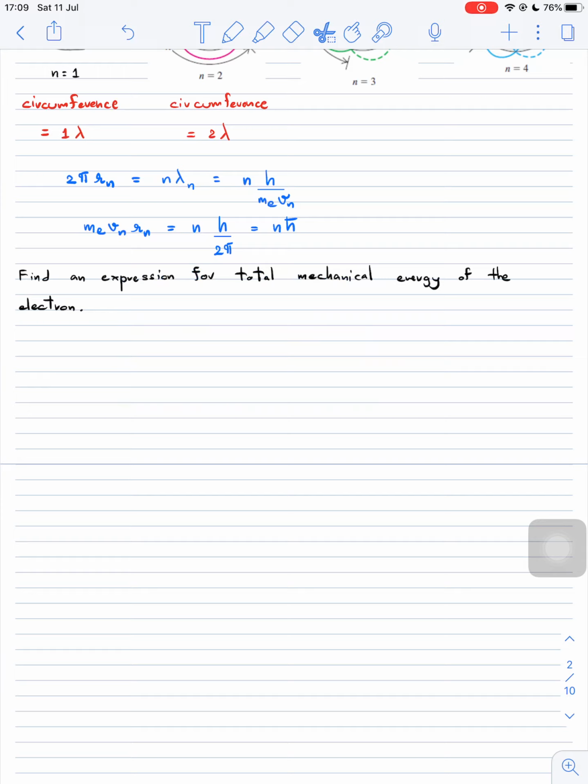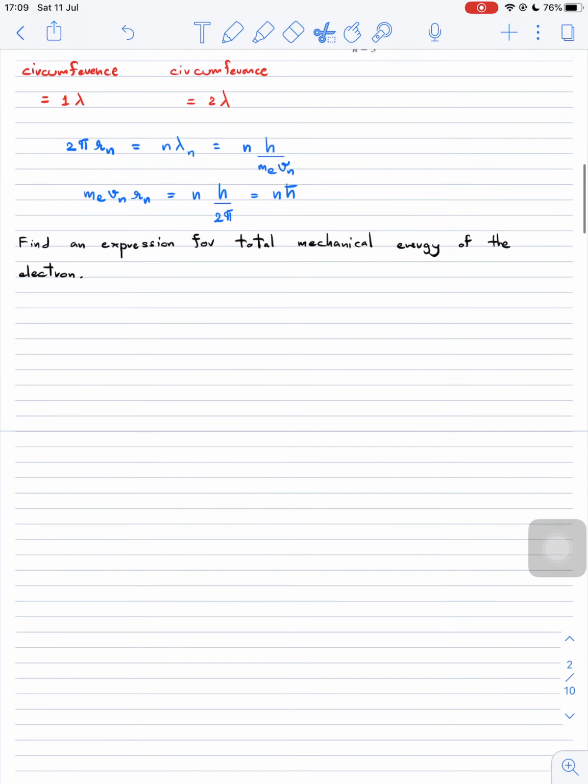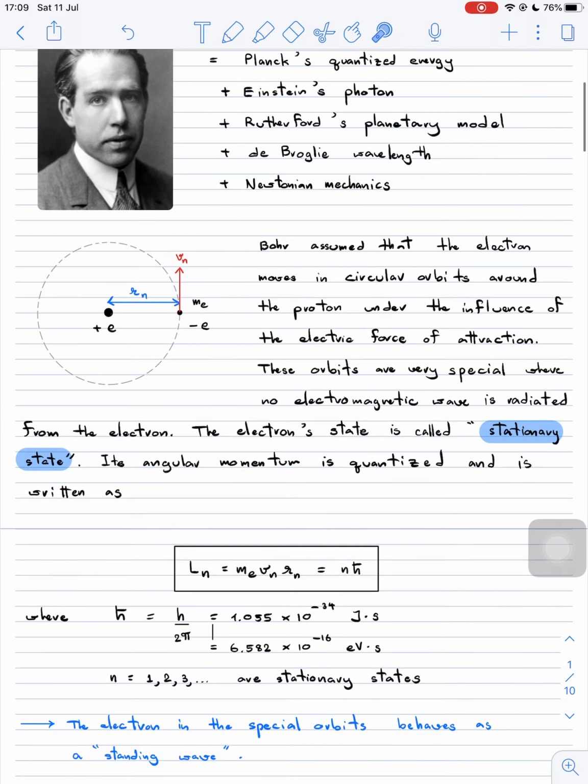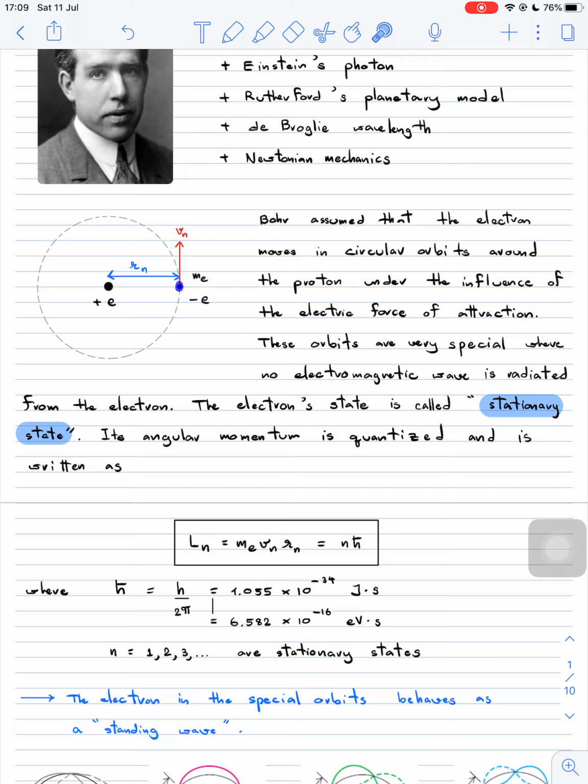But then to find the kinetic energy and the potential energy, we need the speed of the electron at the orbit n, and we need the radius of the circular motion at the orbit n as well. How can we find the v and how can we find the r? So let's consider this picture again. The electron and the proton attract each other, so we have the Coulomb force of attraction between the proton and the electron. And this force will behave as the centripetal force, because the electron is moving in a circle here.